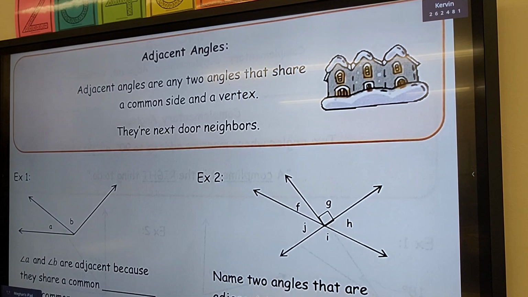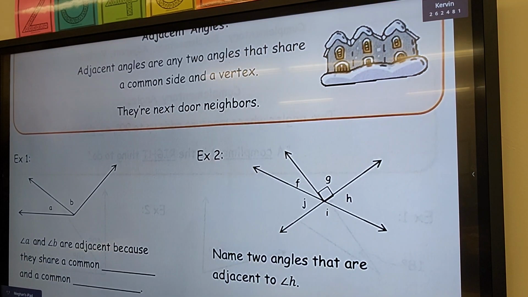So example 1, we have angle A and we have angle B. And you can see they share this side and they also share a vertex. So they are adjacent. It means side by side. So these are going to be side and vertex.